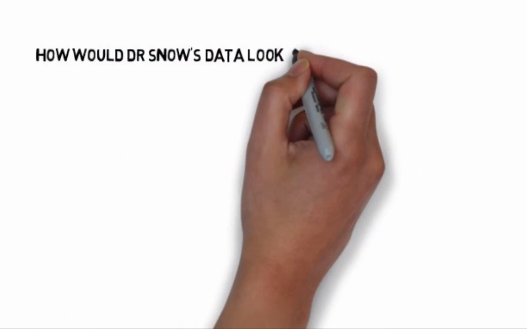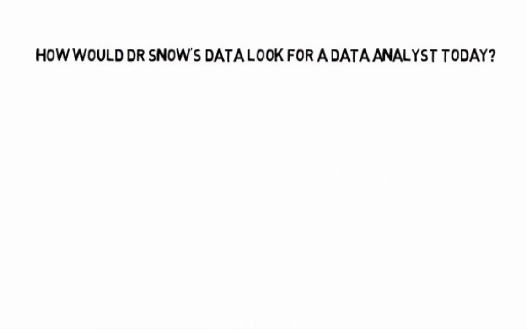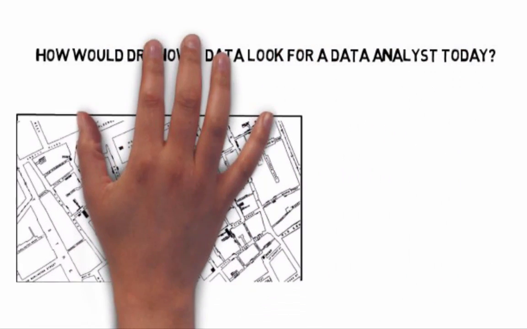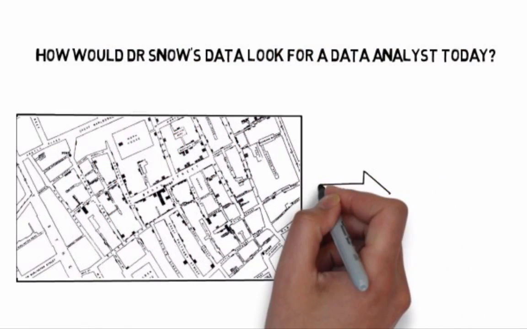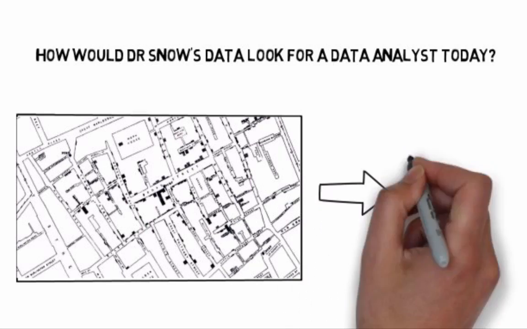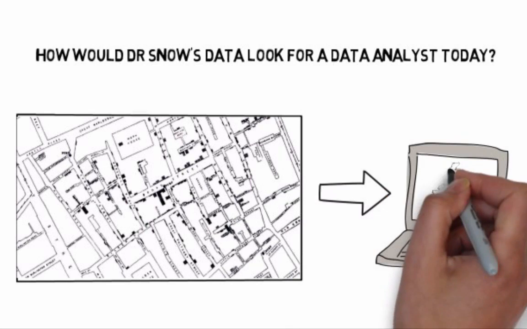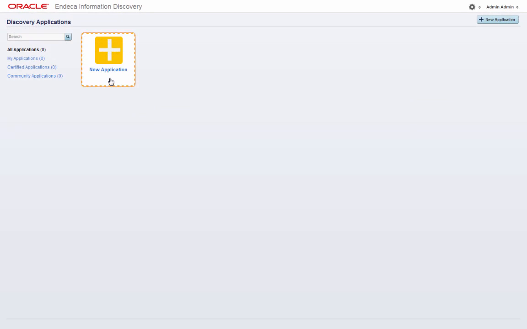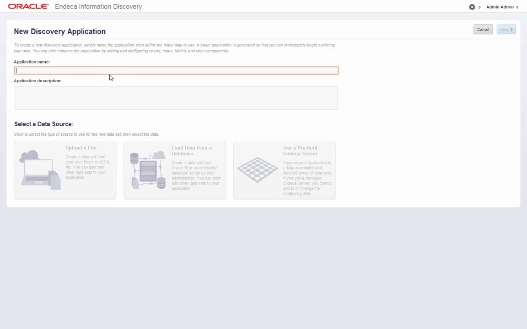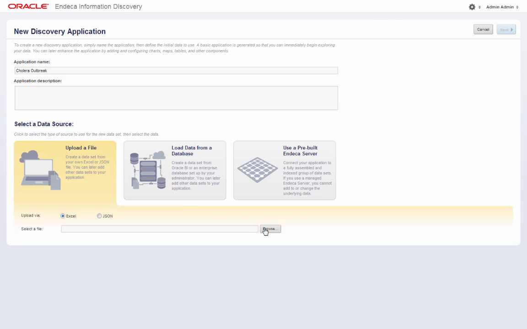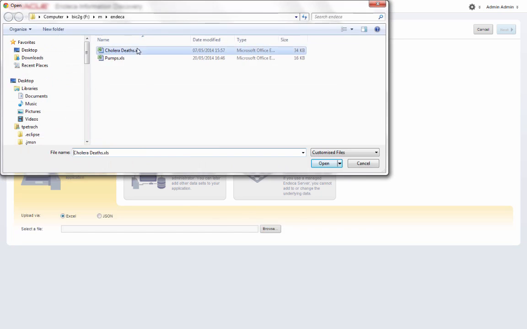Now, I can't help wondering how Dr. Snow's data would look for a data analyst today. Let's try it ourselves using modern data discovery tools, and let's recreate the map on an up-to-date layout of London. I'm going to use Oracle Endeca Information Discovery to produce the map. Let's start by creating a new application called Cholera Outbreak. We'll base our discovery application on a spreadsheet containing the cholera deaths.